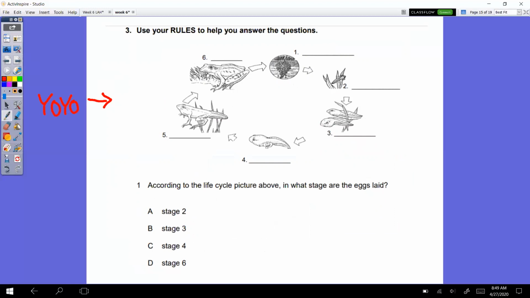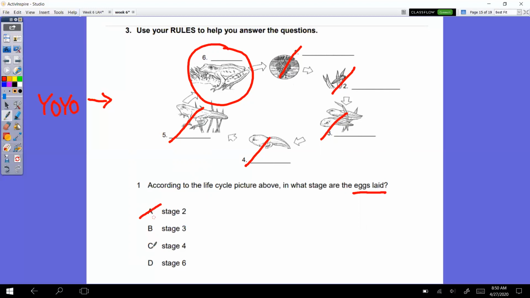We're going to answer question 1 together. According to the life cycle picture above, in what stage are the eggs laid? We know that during the adult stage is when eggs are laid. That's what we just discussed. So it can't be stage 1, which is the egg stage. Stage 2 is a tadpole, then tadpole again, tadpole with legs, froglet. So it has to be stage 6, which is the adult stage.